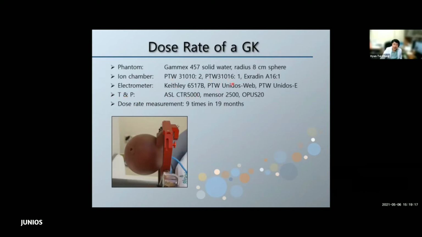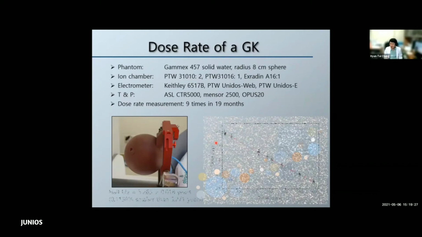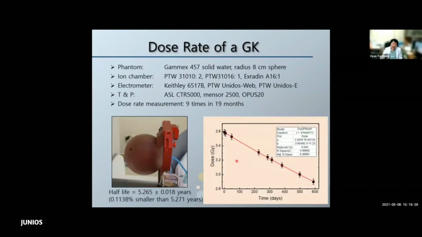We have standard laboratory level devices, and measuring the dose rate of gamma knife several times means we are measuring the half-life of cobalt-60. So when I calculated the half-life, it was 5.27 years. It's very close to the known value. So we can say at least our system works fine without any systematic problem. But the question is whether the absolute value itself is accurate or not.